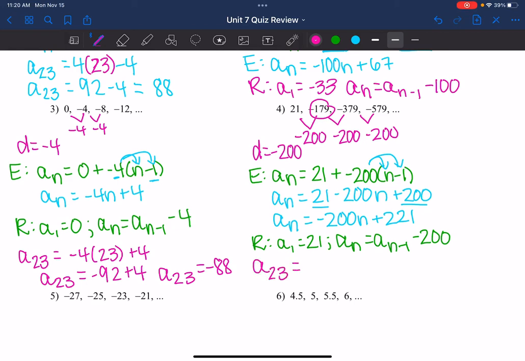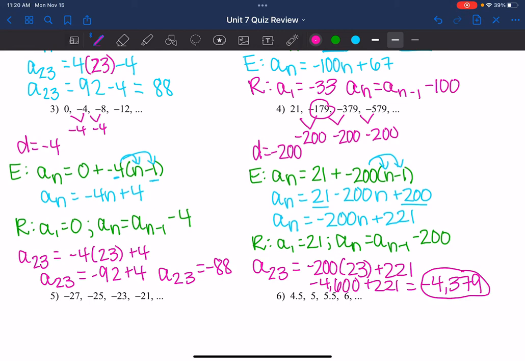So a sub 23 equals negative 200 times 23 plus 221. So negative 200 times 23 is going to simplify to be negative 4,600, and 221 is then going to be added to it. So we get negative 4,379 is my final answer for that.